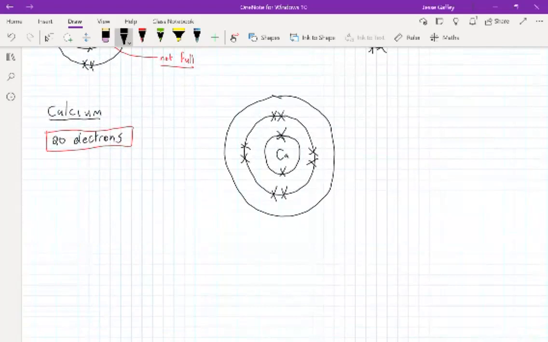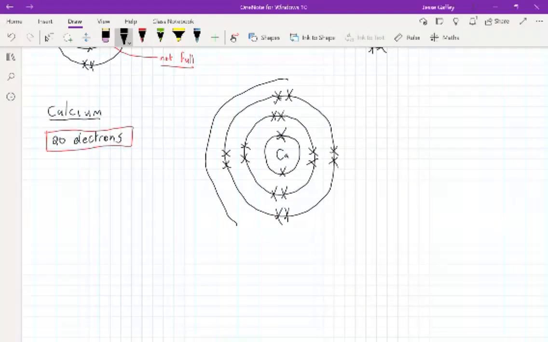How many have I got left to do? I've got 10 drawn, so that means I've got 10 left. Well, again, I can put 8 electrons into the third shell. That gets me to 18. I'm not finished yet. I need 20 electrons. So I'm going to draw a fourth shell, and I'm going to put that final pair in the fourth shell. That's 20 electrons.